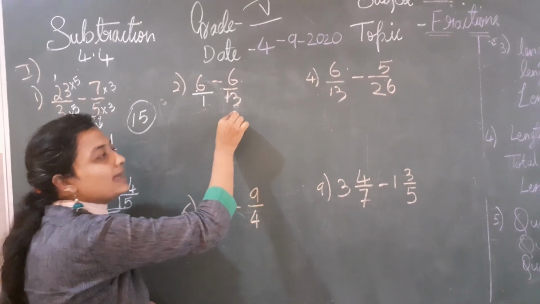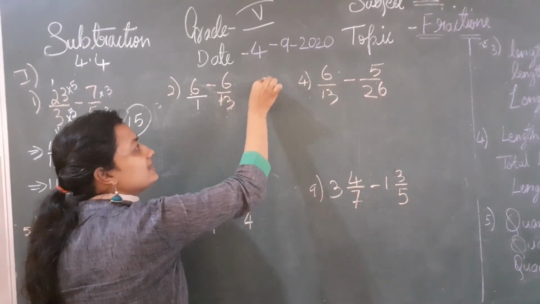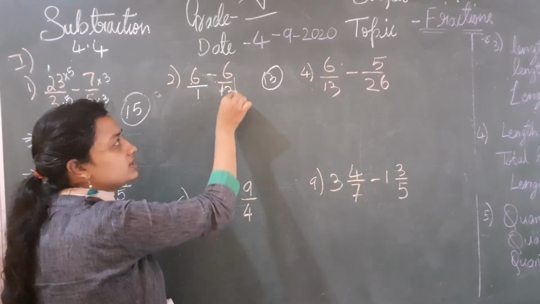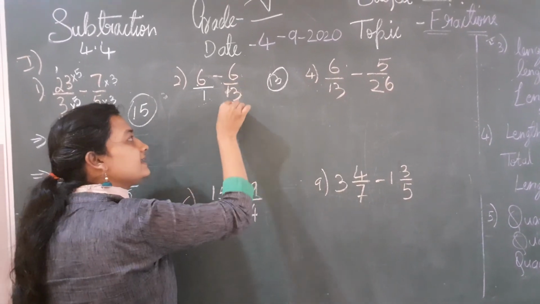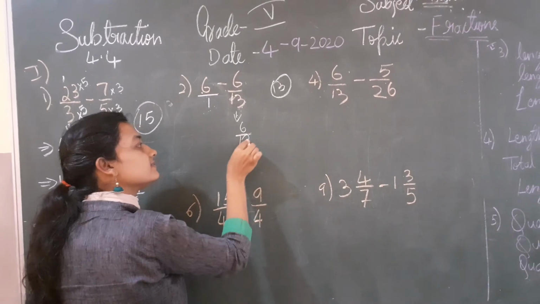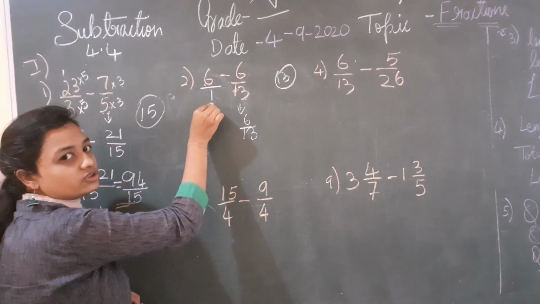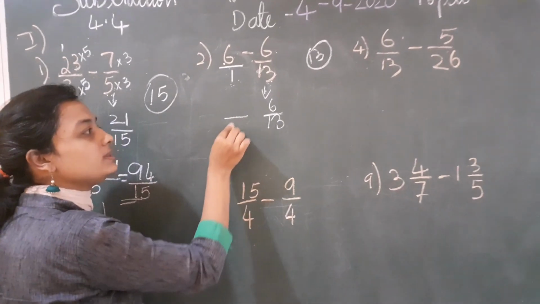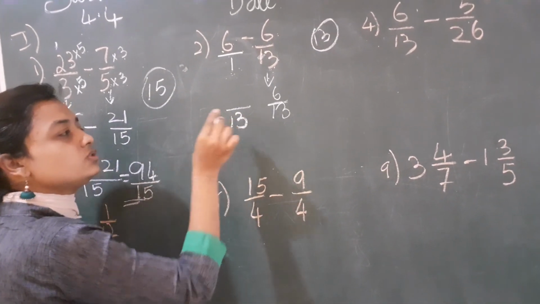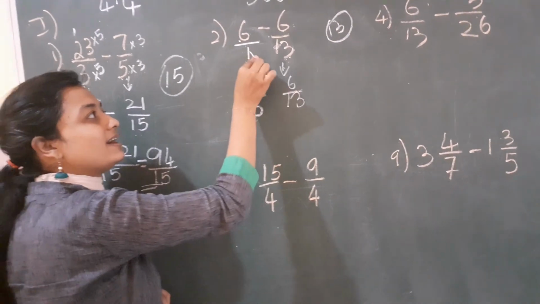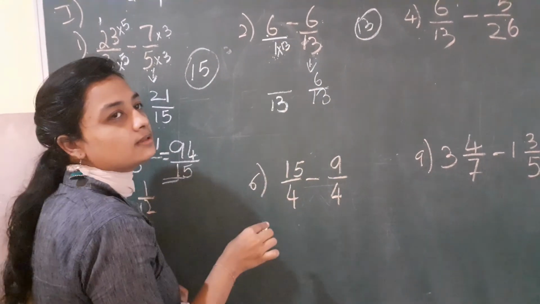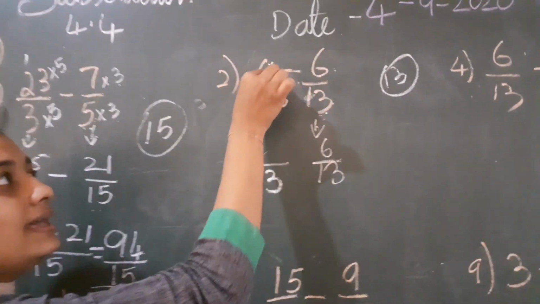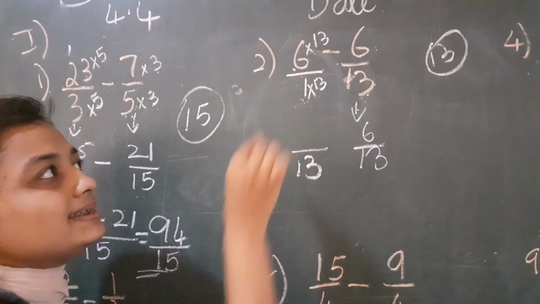I have to take the LCM, and the LCM is 13. And you can see 13 in the second fraction, so no need of changing this. I write it as it is. But I have to change the first fraction, that is, I should have denominator 13. So what should I do? I should multiply 1 with 13. Because I am multiplying 1 with 13 here, I should multiply 6 also with 13.